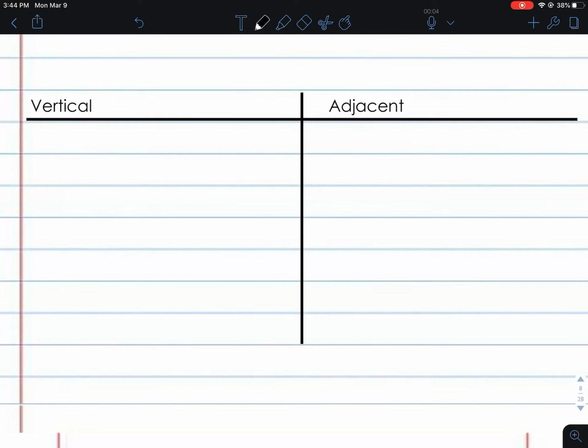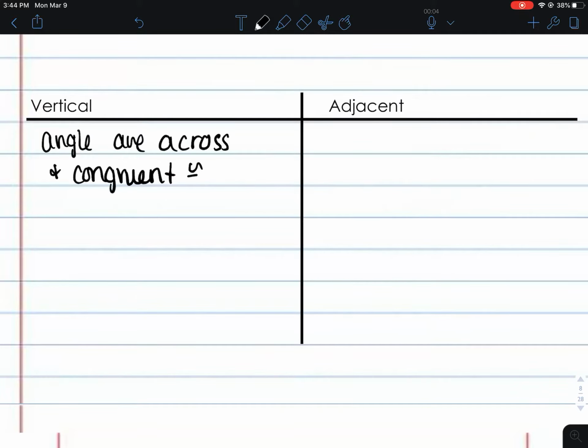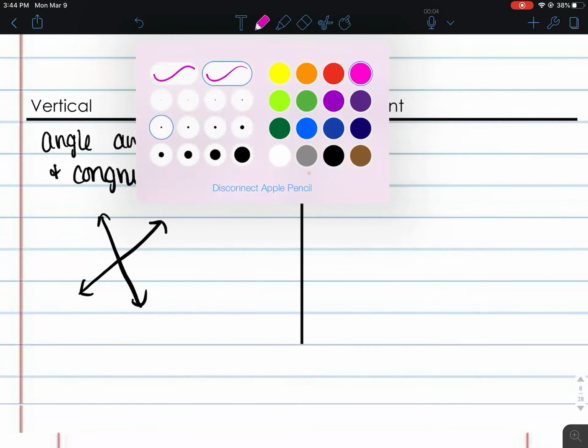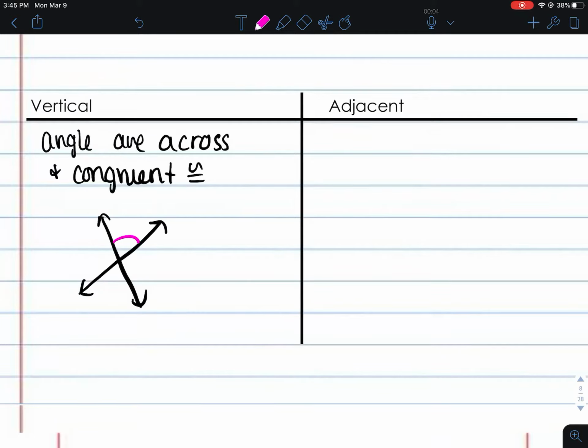All right, the other 2 terms that we use are vertical. Vertical are angles that are across from one another. They're kind of on opposite ends when we're looking at 2 intersecting lines, and they're also congruent, or they're equal. Their angle measurements are the same. So if you look at 2 intersecting lines like these, we could look at this angle here. Maybe that's 60 degrees. Its vertical angle is down here at 60 degrees. So those 2 angles are vertical.